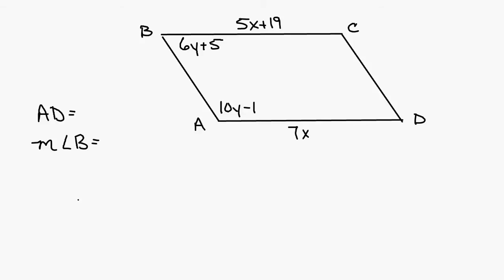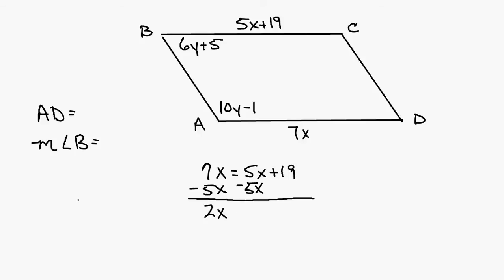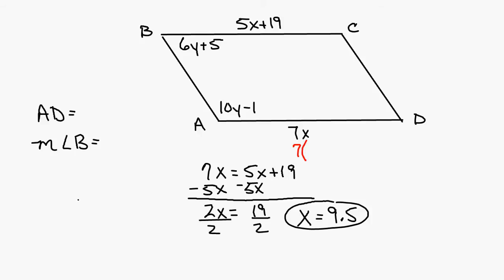All right, so if you have to find the measure of the distance from A to D, then you need to know what x is equal to. A to D is congruent to B to C. So 7x is equal to 5x plus 19. You can subtract 5x from each side. So 2x equals 19, and divide by 2. So x in this case equals 9.5. If x is equal to 9.5, then you can substitute. So this segment would be 7 times 9.5. And what's 7 times 9.5? 66.5. All right, 66 and a half. There's your distance from A to D.